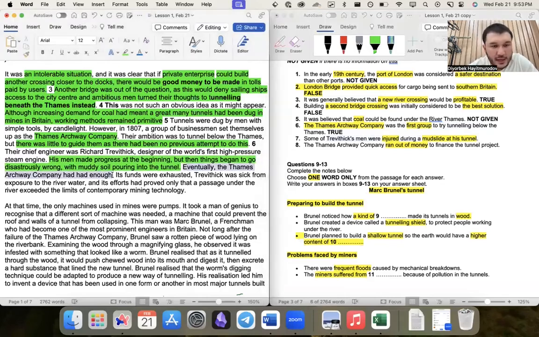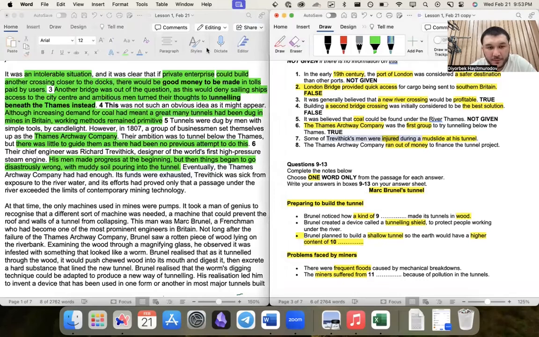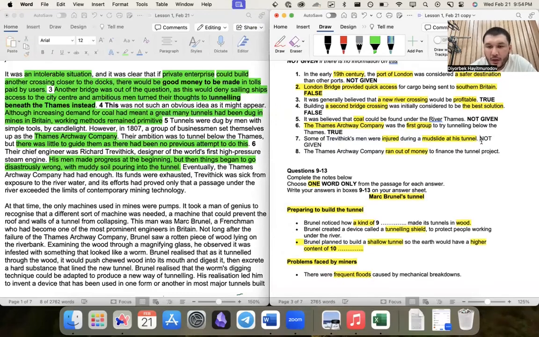Eventually, the Thames Archway Company had had enough. Its funds were exhausted. What do you think the answer is? For question number 7, guys. Question number 7, it's going to be what? The answer, guys, is not given exactly. So the answer is going to be not given.